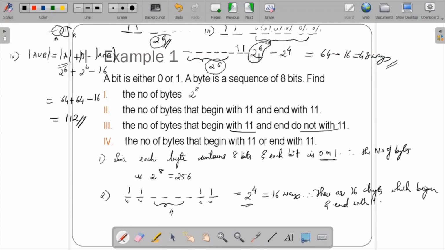So these bytes can be filled in how many ways? 2 to the power 8 ways. So directly 2 to the power 8. Why 2? Because of the 0 or 1 possibility.